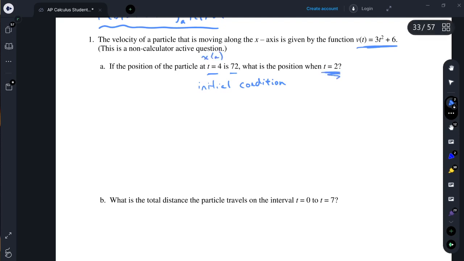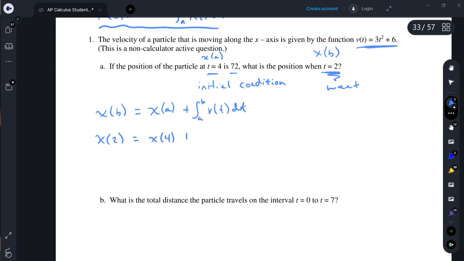Whatever we want is always going to be our x of b. So I like to use that alternate form, x of b is equal to x of a plus the integral from a to b of v of t dt. That tells us x at 2 is equal to x at 4 plus the integral. a is the bottom term, b is the top term. It doesn't matter that 4 is bigger than 2, you just have to match up the spots. So the integral from 4 to 2 of 3t squared plus 6 dt.